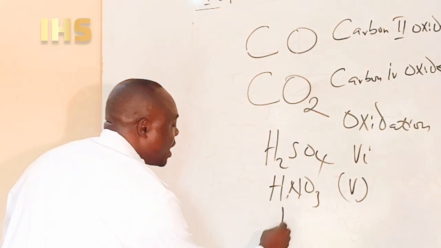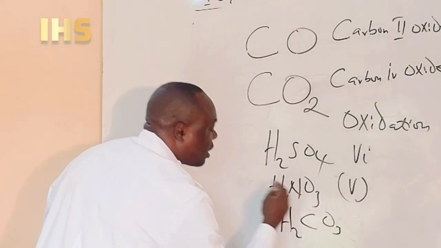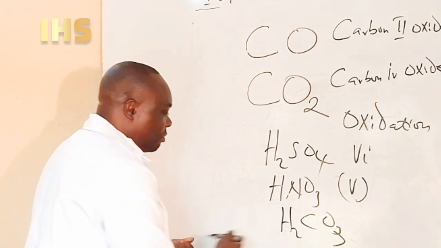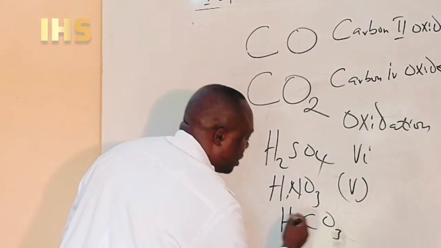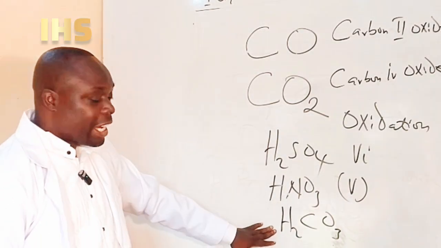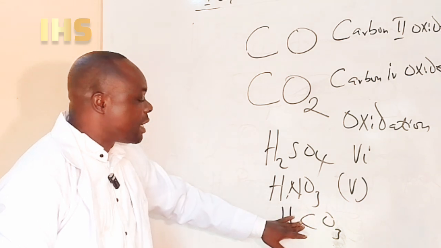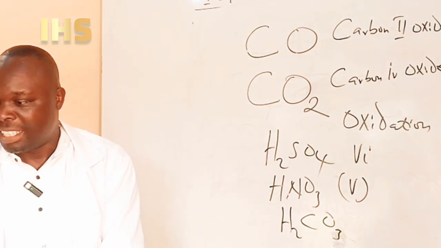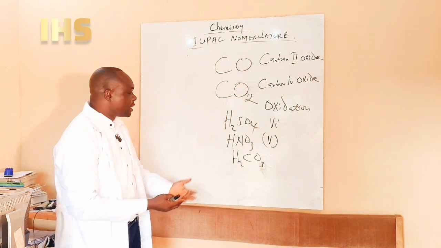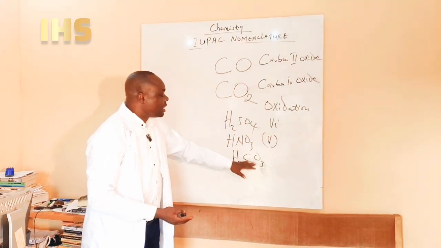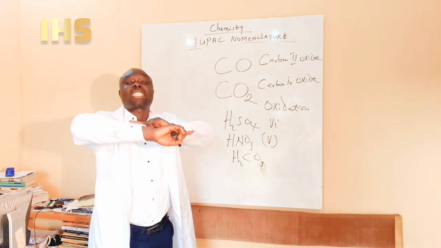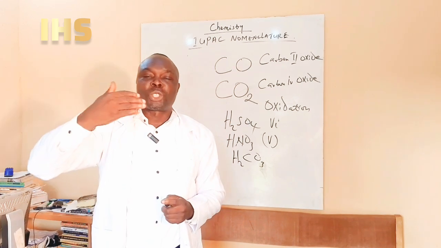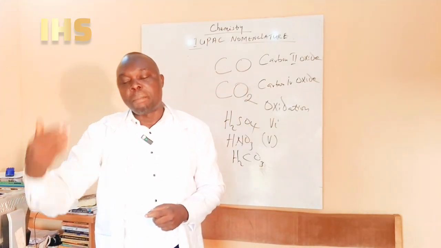And this one is H2CO3. This one is called hydrogen trioxocarbonate 5 acid. But in the old name it's called carbonic acid. That's just the name in the old name, carbonic acid. But in the new name it's called hydrogen trioxocarbonate. And what connects the world over chemistry is this new name. That's why every person should strive to know more about the new name.